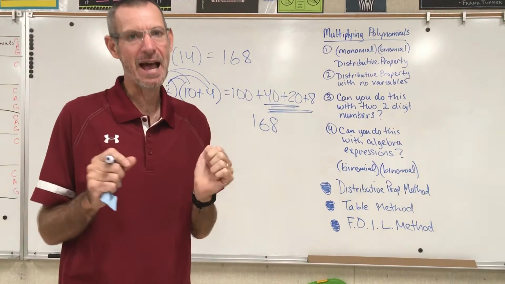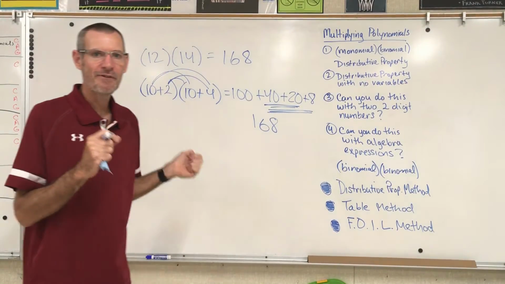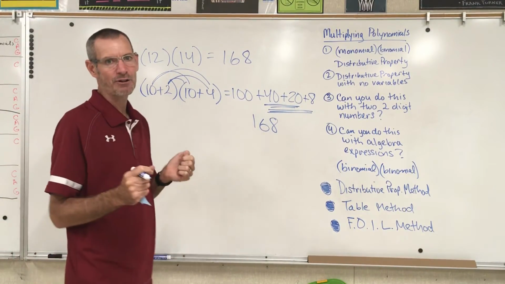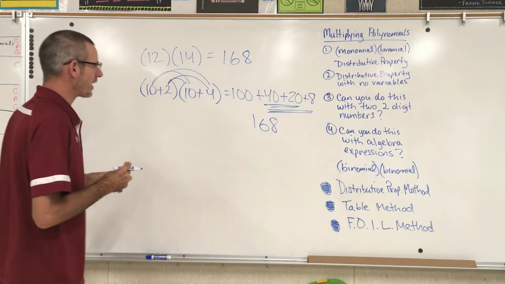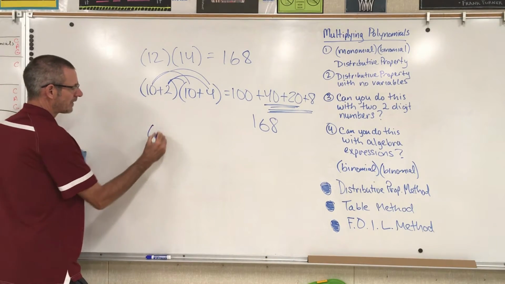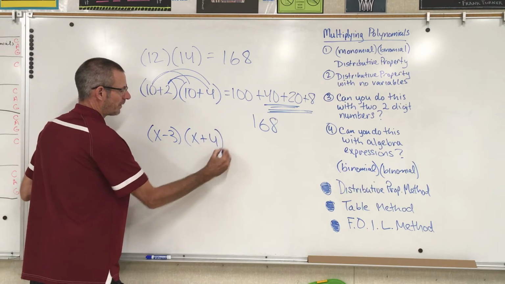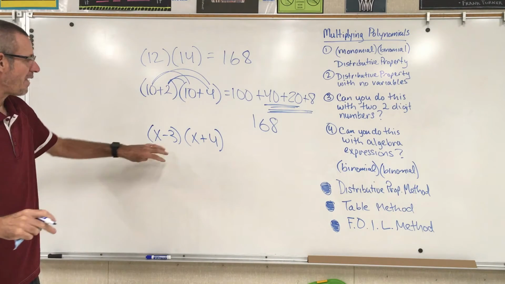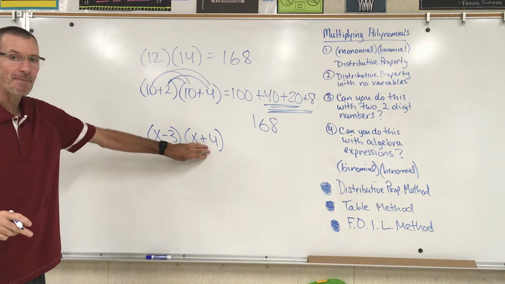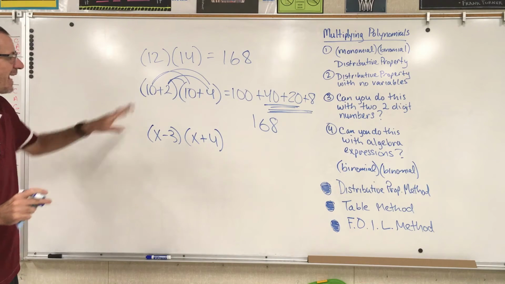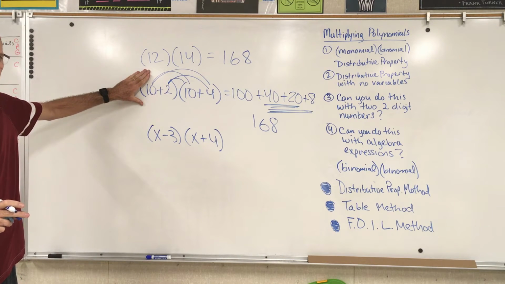All right, so now we're getting right to it. What if they're not numbers? What if they're algebra expressions? So what if I want to do a problem like this? x minus 3 and x plus 4. What if I want to multiply this binomial times that binomial? Can I use the same method that I used here?